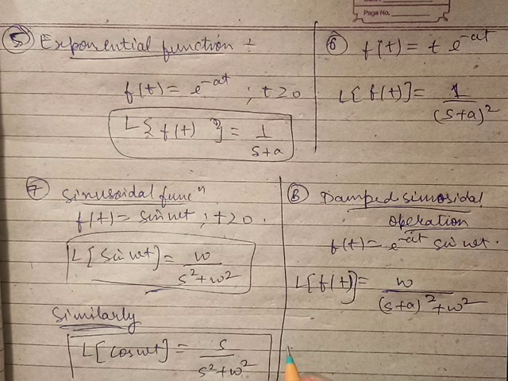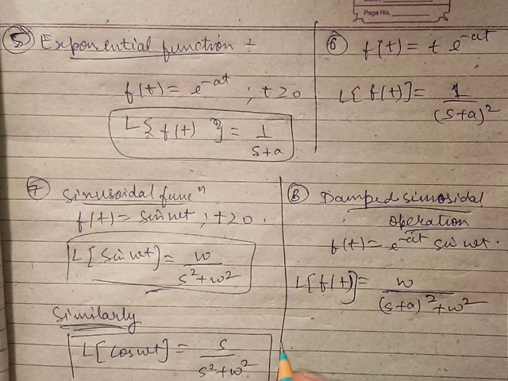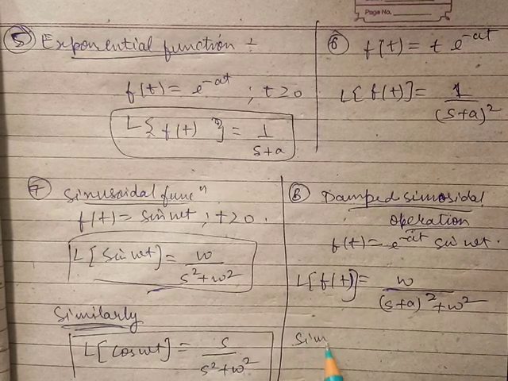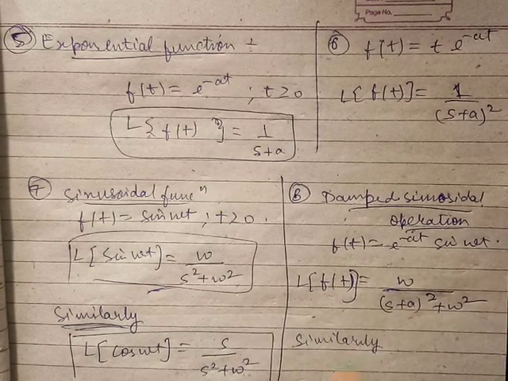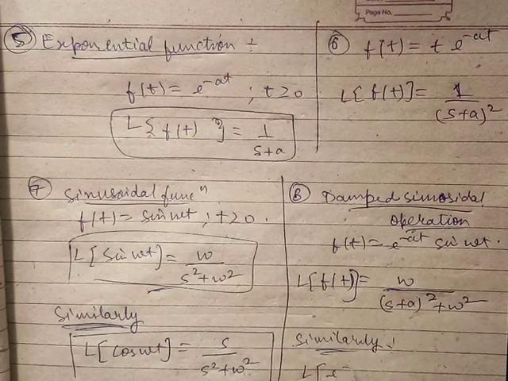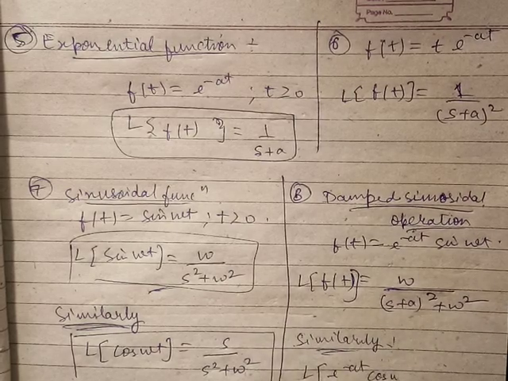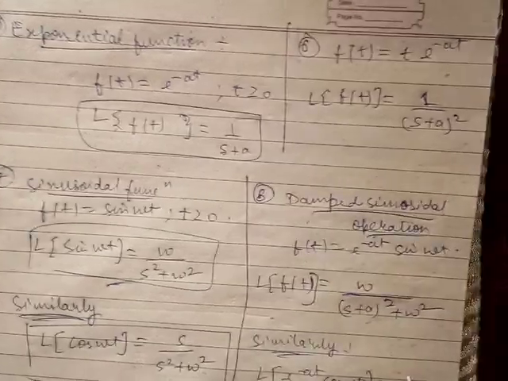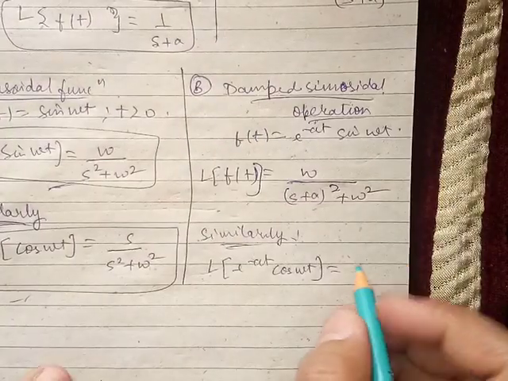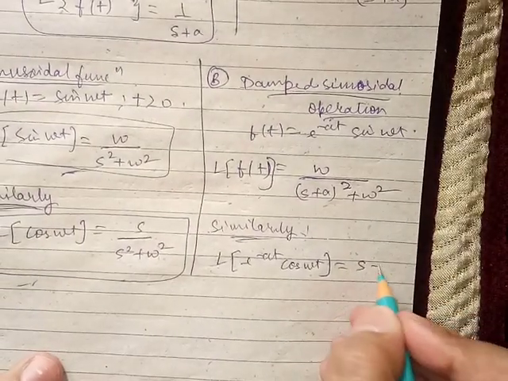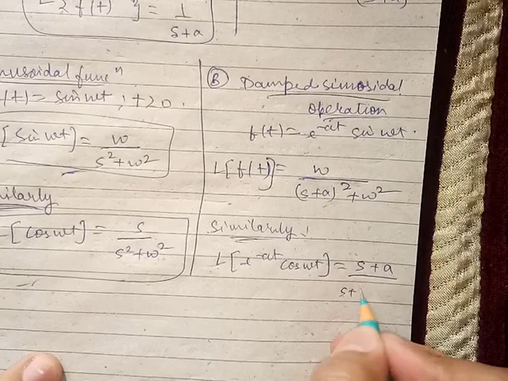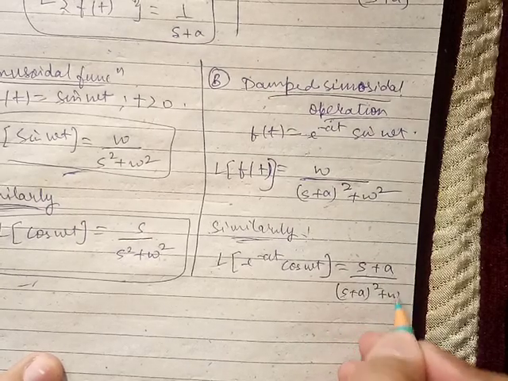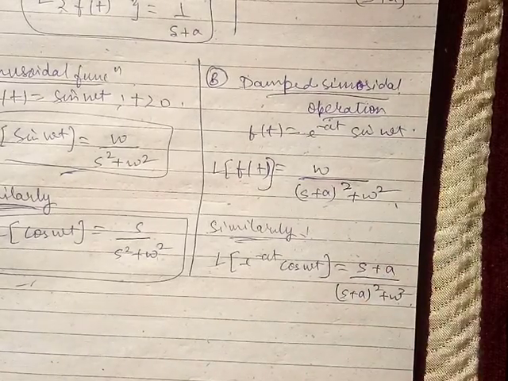Similarly, if cos is there, what will you do? e raised to power minus at cos omega t, right? So it will be s plus a upon s plus a raised to power square plus omega square, right?